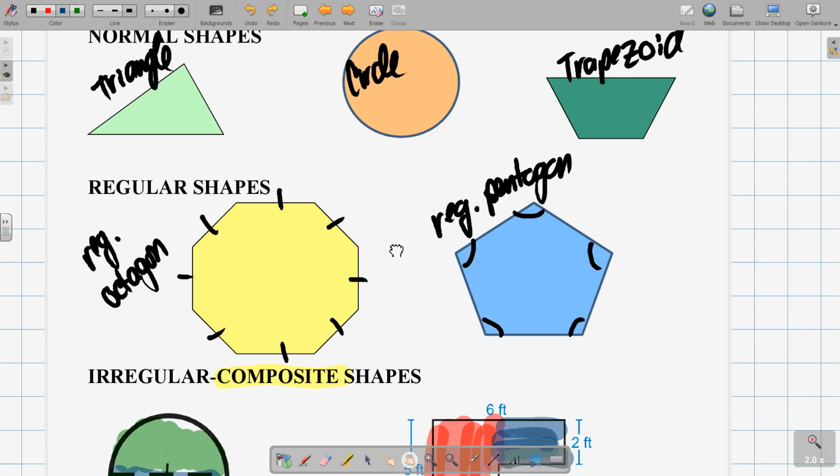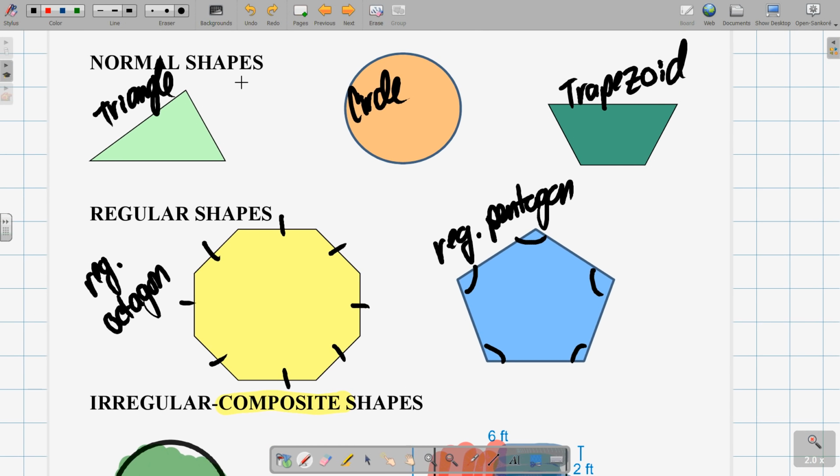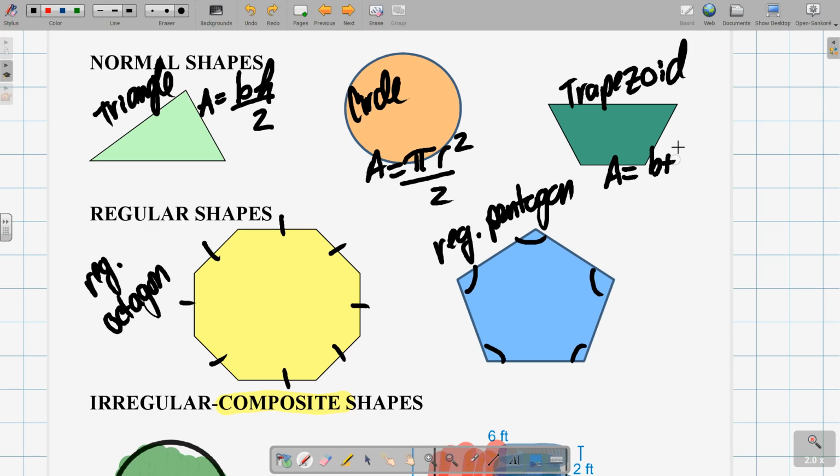Now we've learned area equations for each of these. Those are your area equations. You want to copy those down, of a triangle, a circle, and a trapezoid. And of course, for regular shapes it is A equals P a, perimeter times apothem over 2.